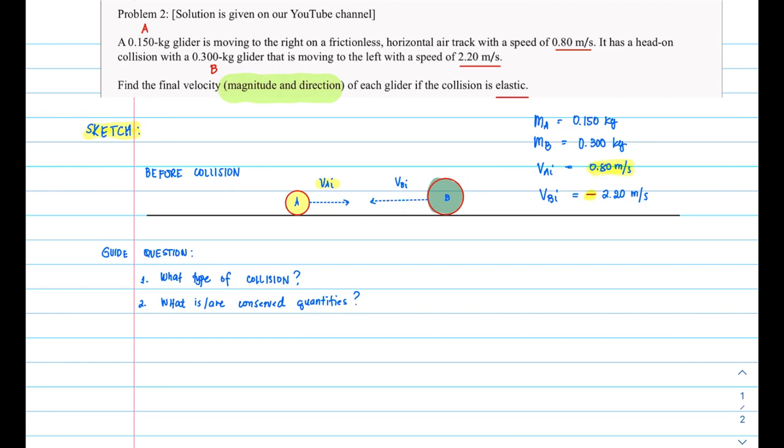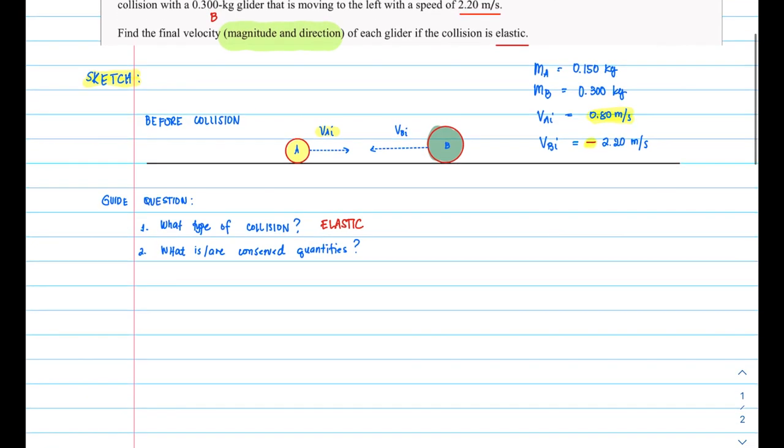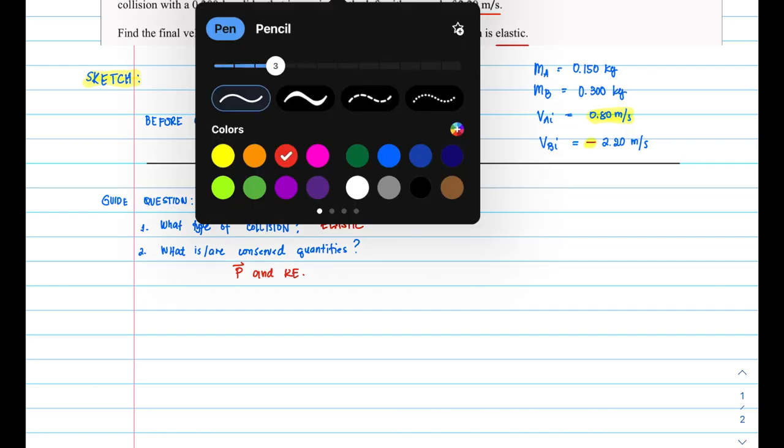The questions that you have to ask yourself are these. First, what type of collision is being exhibited in the problem? This is very specific in the problem, it is specified that the collision is elastic. So if that is the case, what quantities are conserved? You should be able to answer that momentum is conserved in this case, as well as the kinetic energy, because that will be very important for you to create the equations.